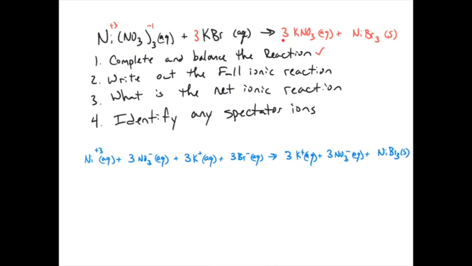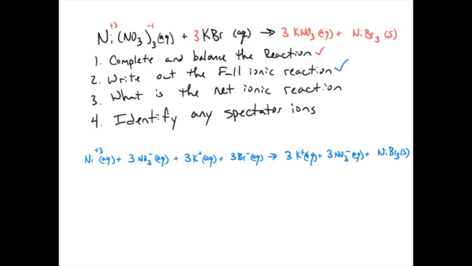Now on the product side, I have another aqueous compound, so I split up those ions, 3 potassium ions and 3 nitrate ions that you can see right here. And finally, the solid, which I keep clumped together as a compound. I do not split that into its ions. And so now I've officially finished step number 2, which is write out the full ionic reaction.